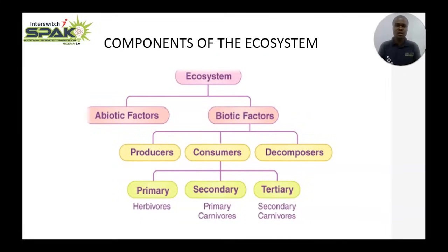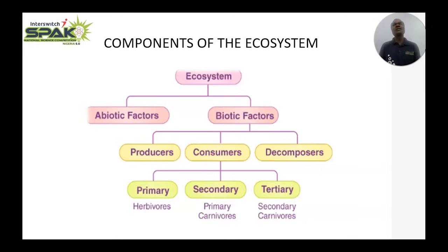Now, components of the ecosystem, like I said earlier, we have a biotic component and we have an abiotic component. The abiotic component includes the non-living factors, the non-living components of the ecosystem, while the biotic component includes the living components. Of course, we have producers, we have consumers, we have decomposers. I'm talking about consumers. They could be primary consumers, secondary consumers, tertiary consumers.